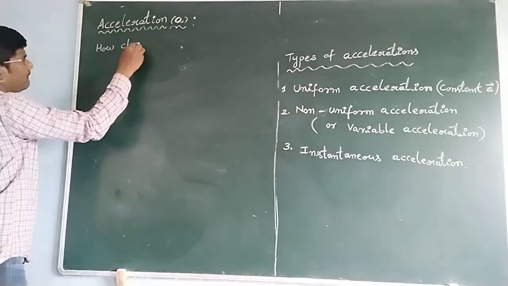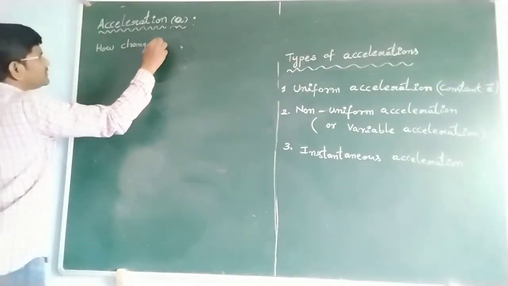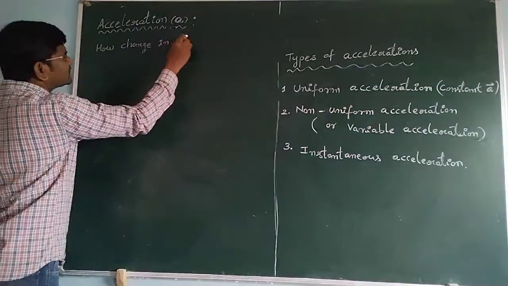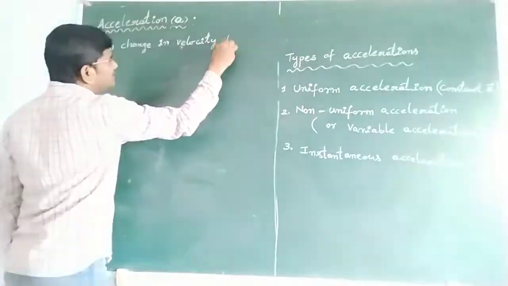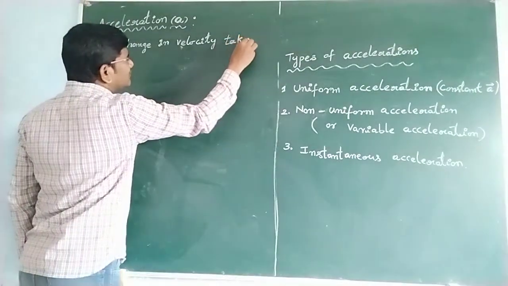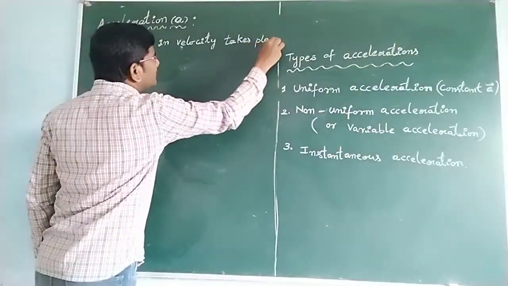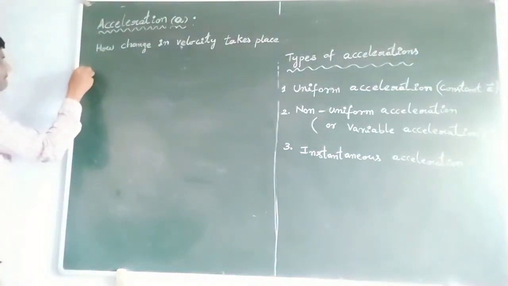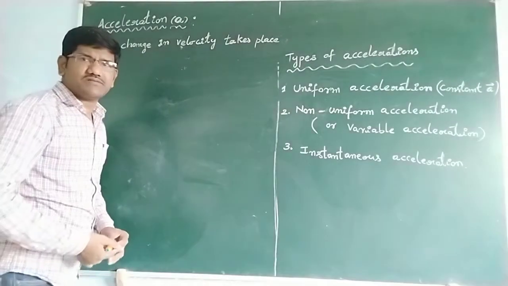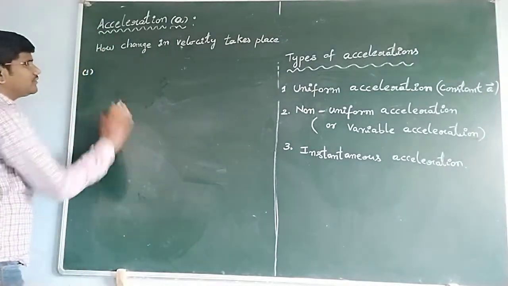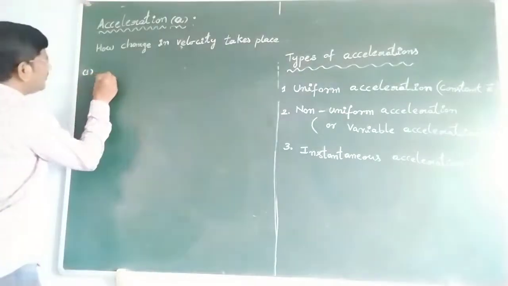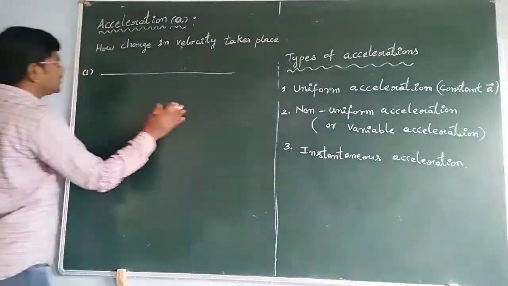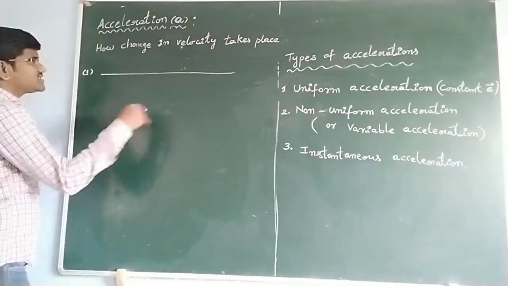How change in velocity takes place? Okay students, first one, how change in velocity takes place. First one we are saying, consider an object is moving on a straight path, with constant speed.